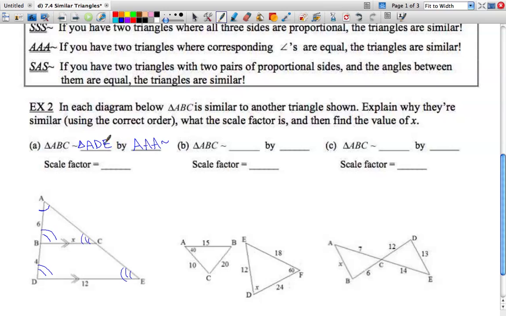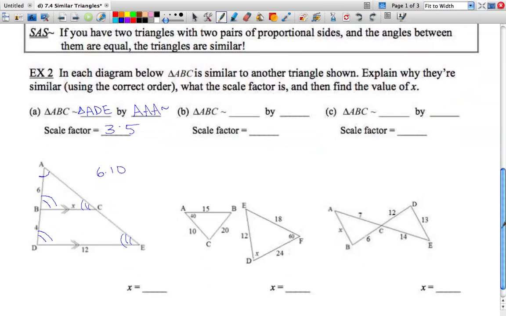And the scale factor, we'll have to look at the sides of the triangles. So we have 6 here, we have 10 here. So the scale factor would be 6 to 10, which we can simplify by dividing this by 2 and dividing that by 2, so we'll get 3 to 5. Okay, next one. Triangle ABC is similar to, okay, now this one we're not given any angle information. Oh yeah, we are actually. We're given 40 and 60 and x, but that's it.